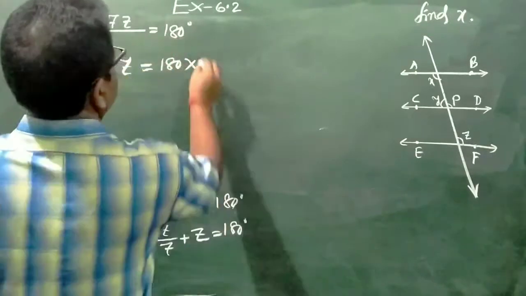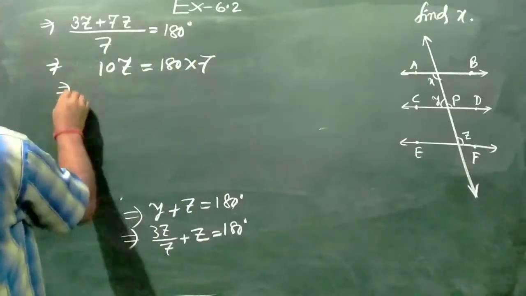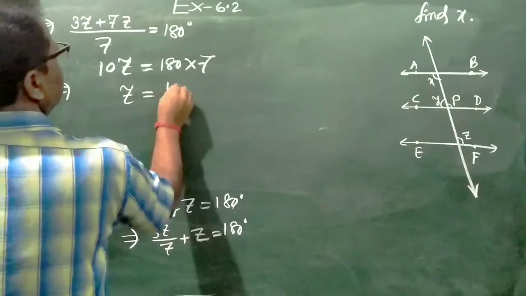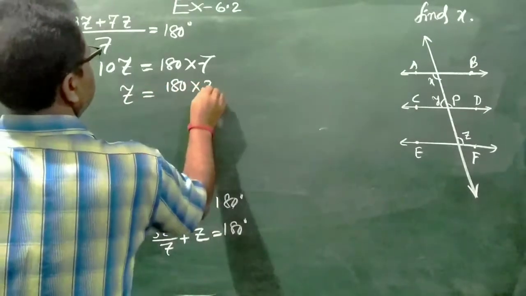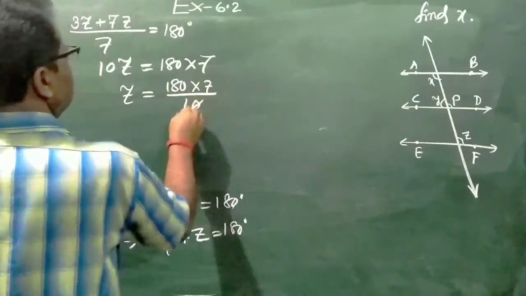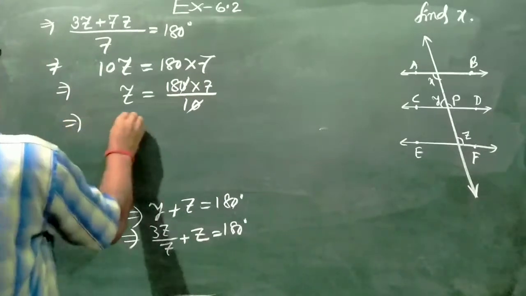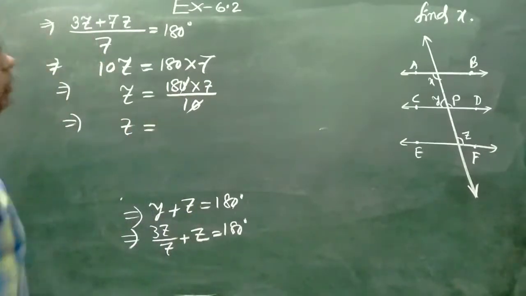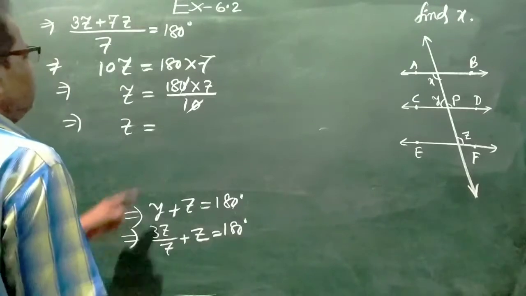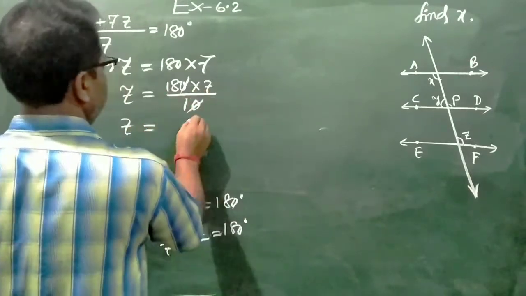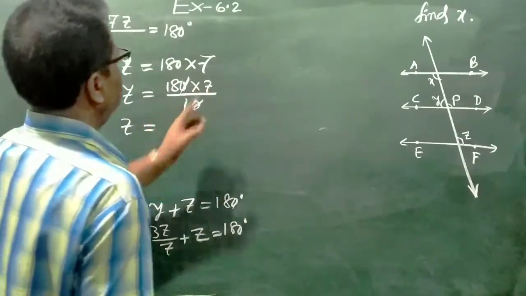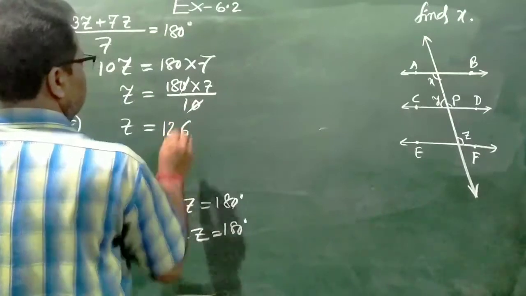that 7, multiplying crosswise, into 7. Therefore Z is equal to 180 into 7 divided by 10. 0, 0 cut. Therefore the value for Z is equal to 7 8s are 56, 5, 7 1s are 7 plus 5, 12, 126 degrees.